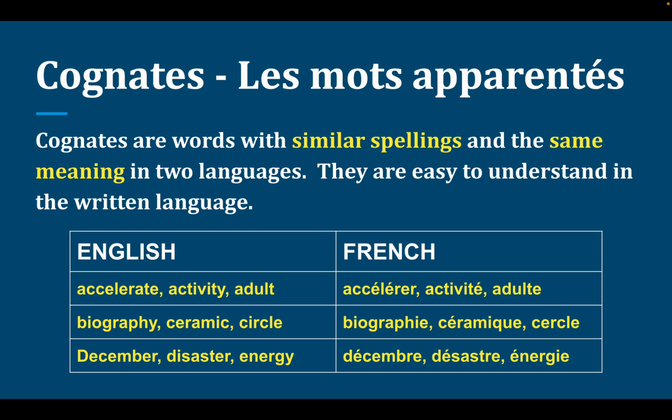Some world languages, like English, Spanish, and French, come from the same part of the world, and as a result, they have related words. In French, these are called les mots apparentés. In English, they're called cognates. Cognates are words with similar spellings and the same meaning in two languages. They are easy to understand in the written language. Take these words, for example.